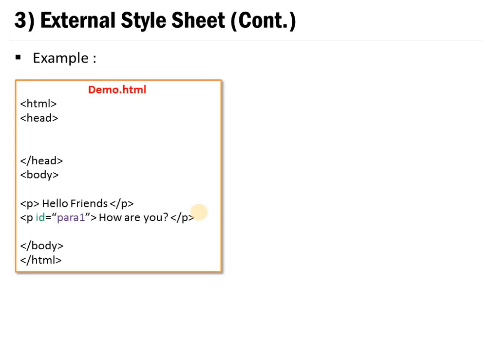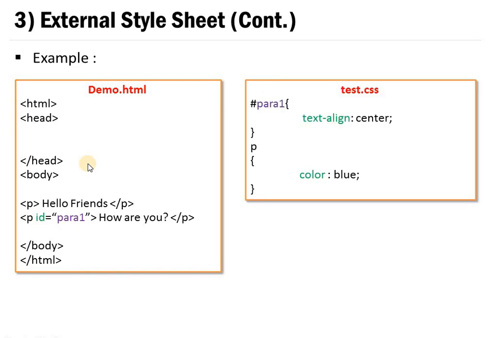So this is my HTML code over here. This is our head section. In this body section there are 2 paragraph tags, and for this paragraph I have set the ID equal to parameter 1. Hello friends, how are you? Like this. After that I have created one CSS file. Over here you can see that this is our HTML file, demo.html, and this one is my CSS file, so it has the extension .css.